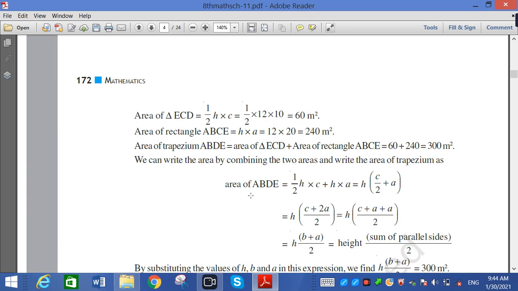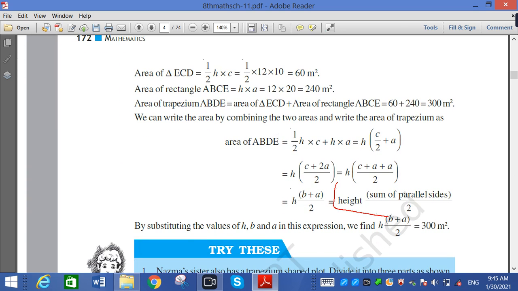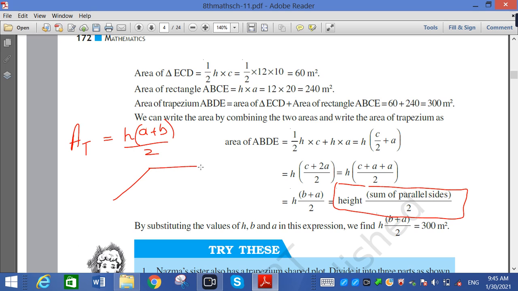So one of the important formulas that we have derived from this is: area of trapezium is equal to H times the sum of two parallel sides, that is A plus B, divided by 2. If we draw a figure like that, here is the height, and the two parallel lines are A and B. So area of trapezium is half into height into A plus B, that is also a correct answer.